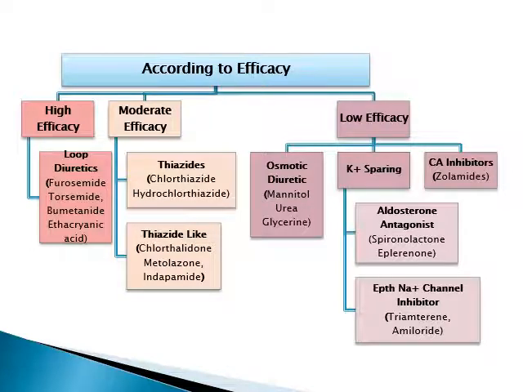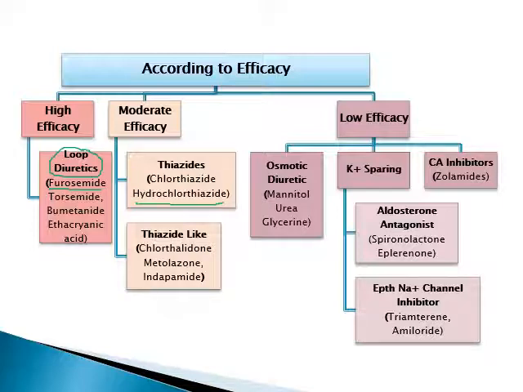In this only one group of drug is there, that is loop diuretics, and here we have three or four different agents like furosemide, torsemide, bumetanide and ethacrynic acid. The most important drug which is used here is furosemide. Then we have moderate efficacy diuretics. Those are thiazides and thiazide-like diuretics. In thiazides, we have chlorothiazide, hydrochlorothiazide, and in thiazide-like, we have chlorthalidone, metolazone, and indapamide. Here, hydrochlorothiazide is more commonly used.